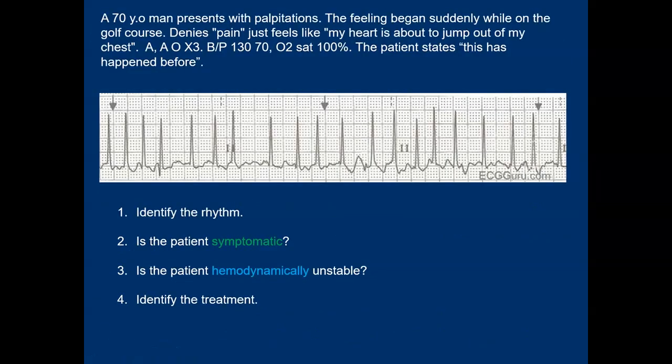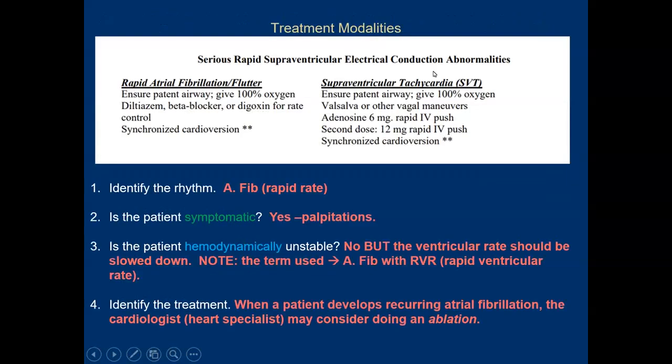All right. The patient presents, a 70-year-old presents with palpitations, and the feeling began suddenly while on the golf course. They deny pain. It feels like the heart is about to jump out of their chest. The patient's blood pressure is 130/70. They're awake and alert, and the SAT is 100%. The patient states that this has happened before. Now, this, of course, should be a very easy rhythm to determine. We're still working on a fib, a rapid rate.